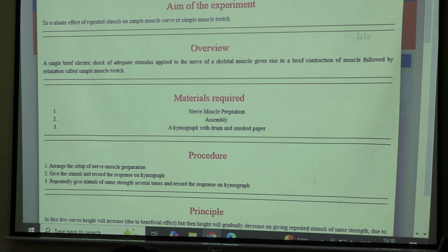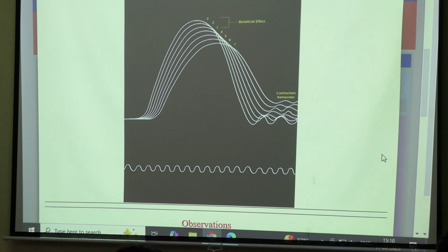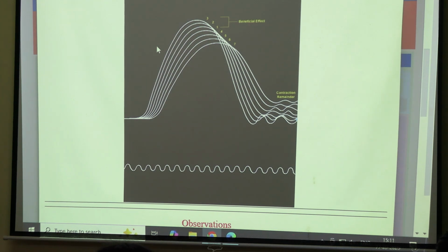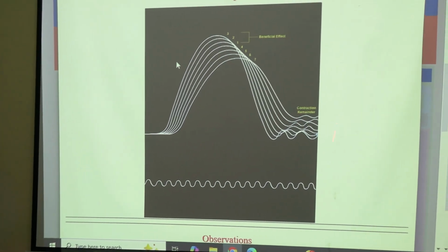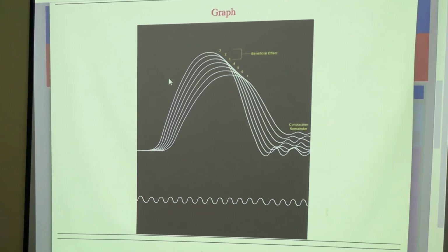So what exactly happens when you do this? See, firstly, this one is stimulus number 1, this one is stimulus number 2, this one is 3. Everyone can observe this. What is written on the graph? What is the name of the stimulus here? You can see there is some difference in the latent period, some difference in the height of the curve, some contraction remainder here, and some difference in the relaxation period also. So how is this coming out?